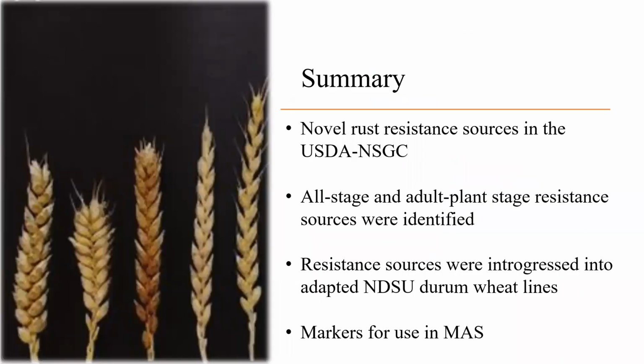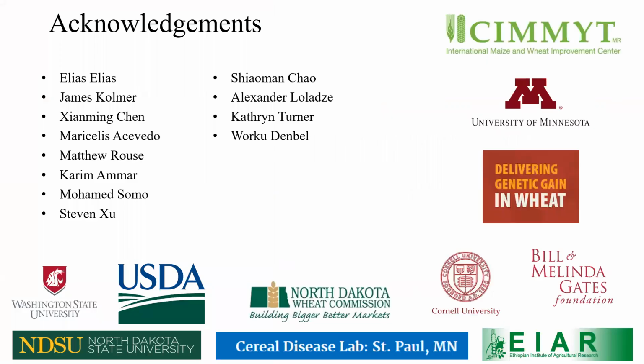In summary, novel rust resistance sources were identified in the USDA National Small Grain Collection. Both types of resistance sources were identified, at adult plant stage and seedling stage, or all stage. And the resistance sources were introgressed into adapted NDSU durum wheat lines with the help of the CASP markers that can be used for marker-assisted selection.